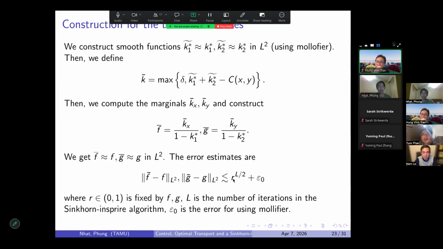So for gradient descent, it exponentially decays, so it's fine here. And then we have the epsilon zero that is coming from the error of the modifier. So the total error estimate is just the error of the algorithm plus the error from the modifier. And so we have the approximation.